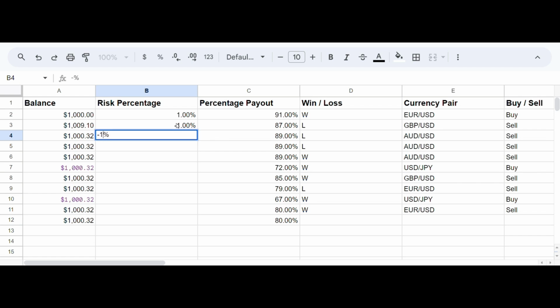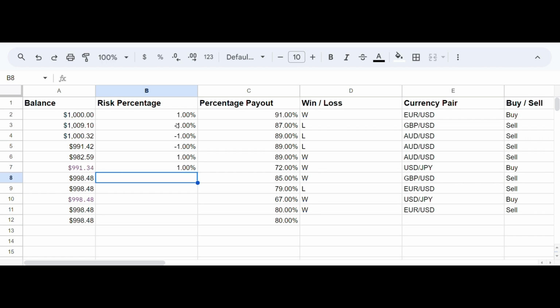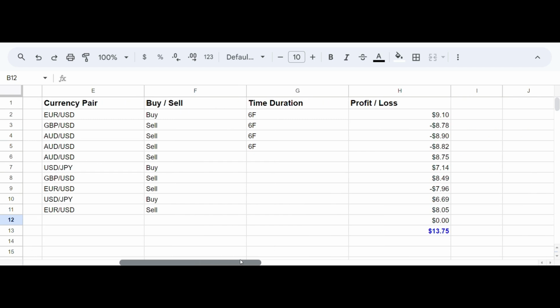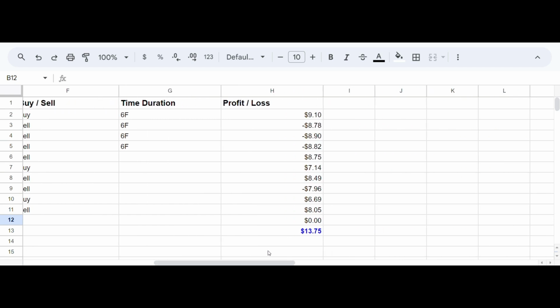They lost the third trade. The one after that they lost as well. They won this one, won the next one, won the next one, and then they lost again. And then the last two they won. So on a $1,000 account, they grew their account by $13.75. That was their profit.